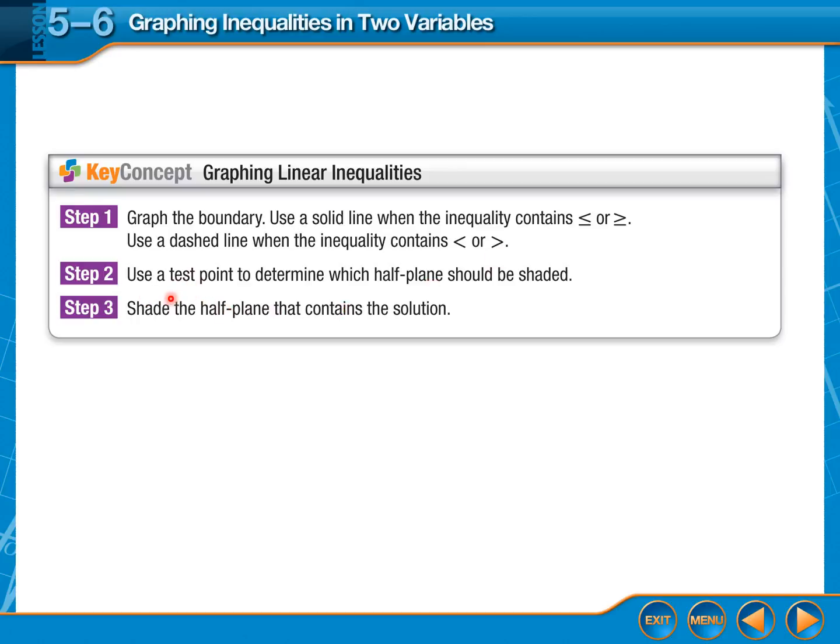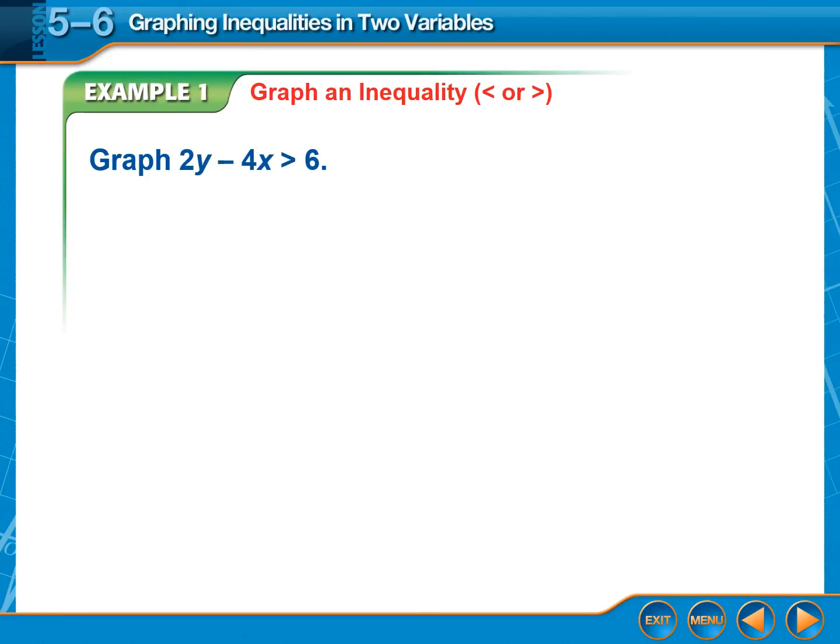Right, so once we have our boundary line, we need to test and see which side of the half plane is true. And the side that is true, we shade it to represent the solutions. So we use a test point on either side of the half plane, decide which side is true, and then shade the half plane that contains the solution to the inequality that we're solving. So let's start at the beginning.